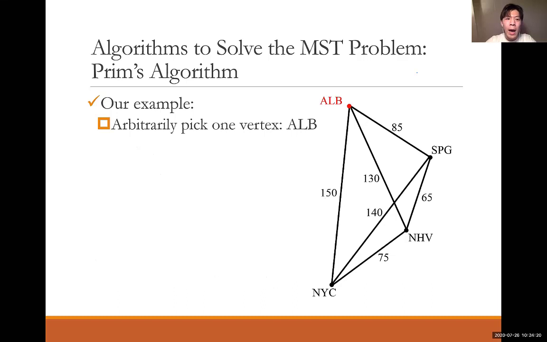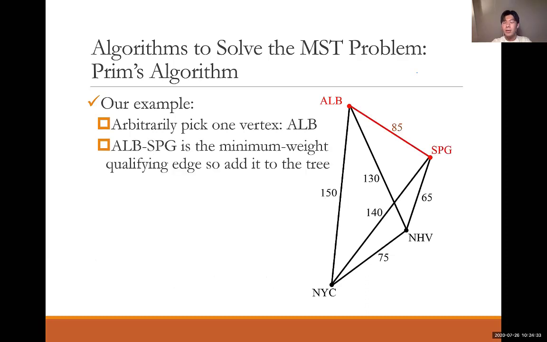For example, in the first step, we can arbitrarily pick one vertex. I'll pick Albany. Then we can see all the edges connected to Albany, which is the upper left in this graph, to all the other three cities: Springfield, New Haven, and New York City. These three edges have weights 85, 130, and 150 respectively. So we will choose the minimum weight one, which is 85, the edge between Albany and Springfield, and then we will add this to our tree.